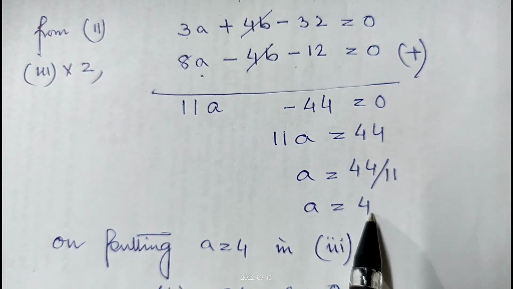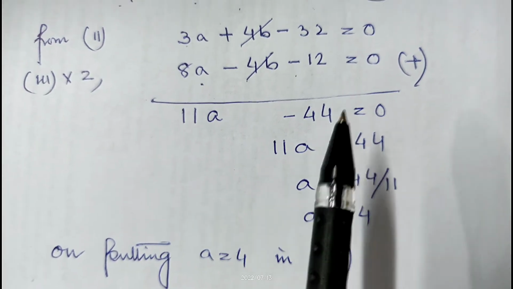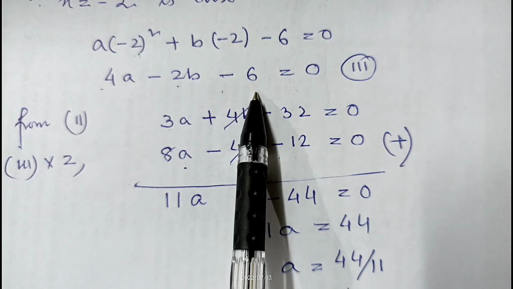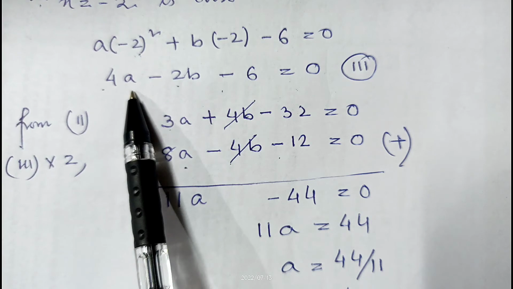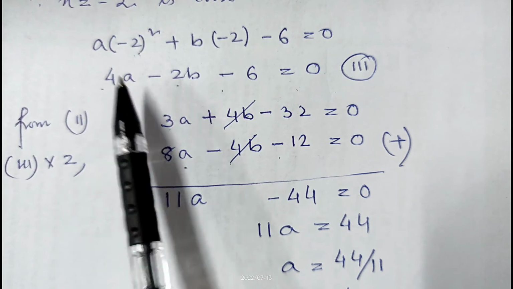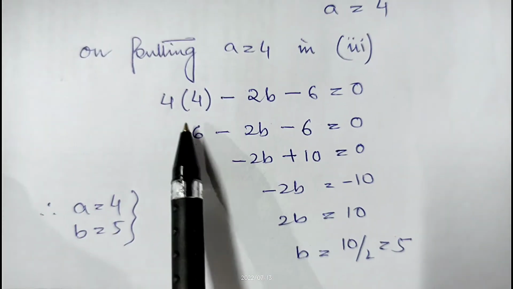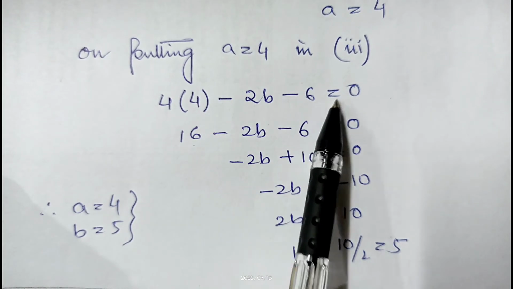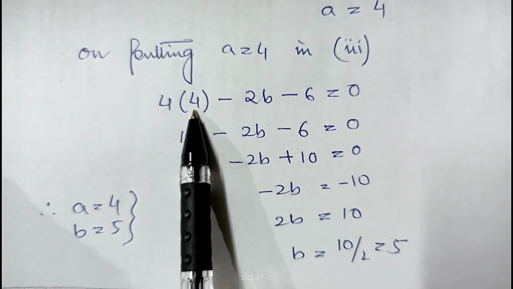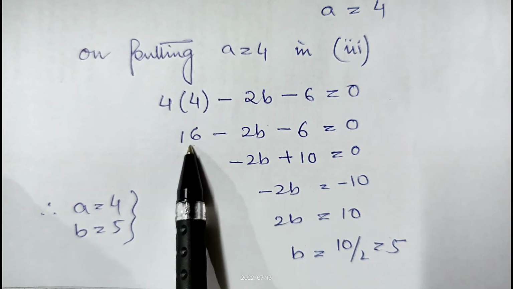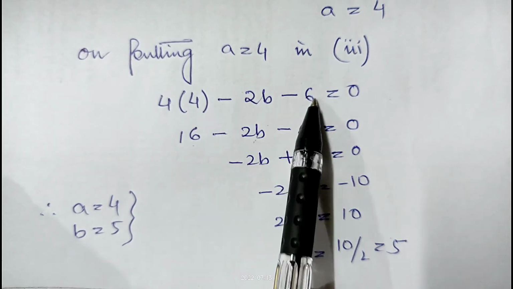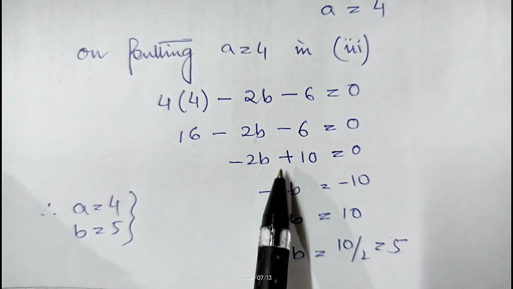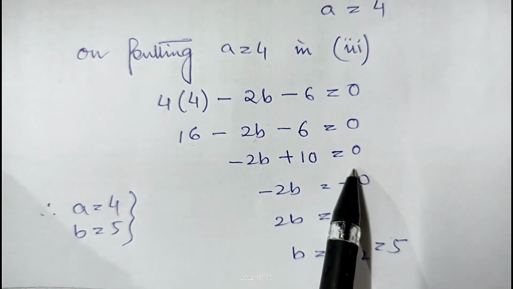Now if I replace a equal to 4 in equation number 3, we got 4a minus twice b minus 6 equal to 0. We got a equal to 4, so we are going to replace a by 4. So we are going to get 4 into 4 minus twice b minus 6 equal to 0. We have just replaced a by 4. So 4 4s are 16, minus twice b minus 6 equals to 0. Minus twice b, 16 minus 6, it will be plus 10 equals to 0.